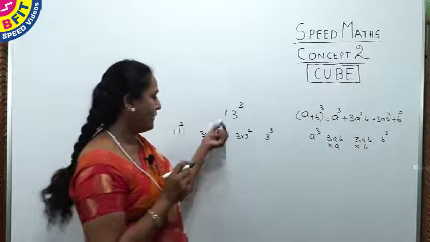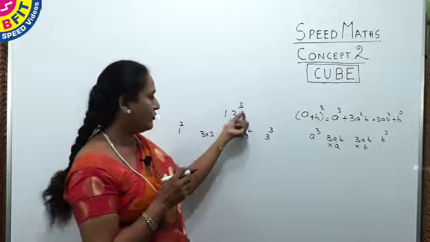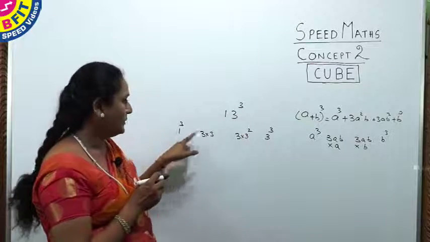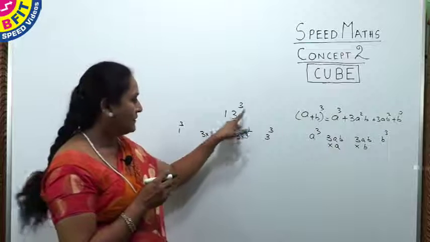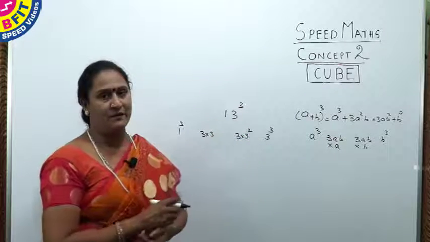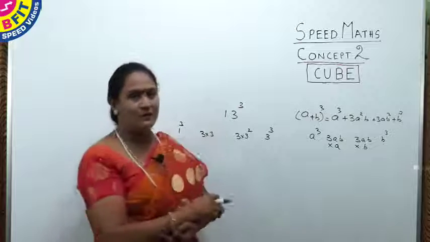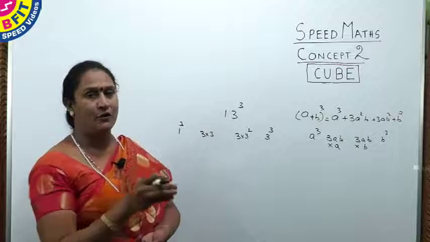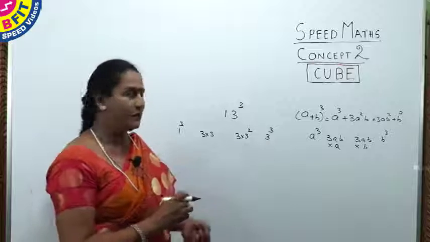Whenever you have a number starting with 1 and you are cubing it, you can write in this pattern. Whatever is here: 1 cube, thrice this number, then thrice the square of this number, then the cube of this number. So easily you can find the cube of a number starting with 1, say for 13 cube, 15 cube, 14 and all. So now what is 3 cube?